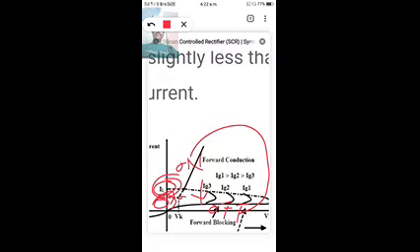And latching current is the minimum amount of anode current which is required to maintain the SCR in the on state. That is the latching current.